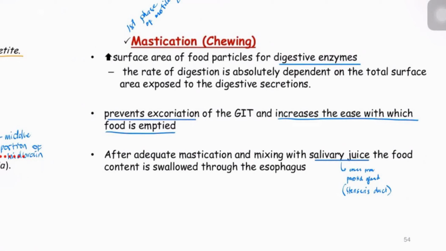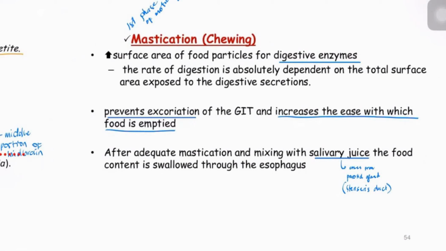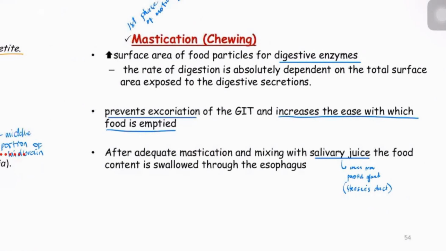That's why they sometimes say, when eating, don't rush. You have to chew the food. Because at that time, in your mastication, you will have digestive enzyme to digest. Just from chewing, you already have digestive enzyme that will help in digestion. So, it prevents excoriation of your GIT and increases the ease with which food is emptied.